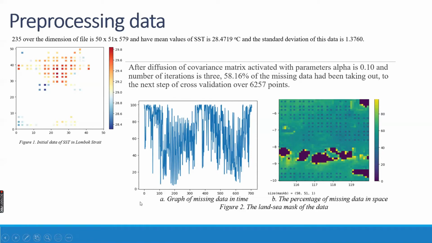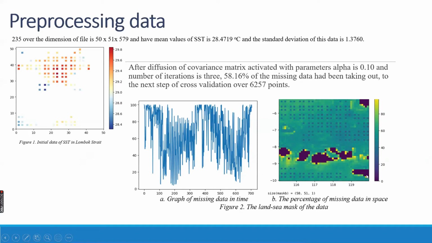And in this temporal value over this time series, we have missing data of up to 100%, but most of them are less than 10%. So it means that reconstruction can be applied by using the DINEOF in here.